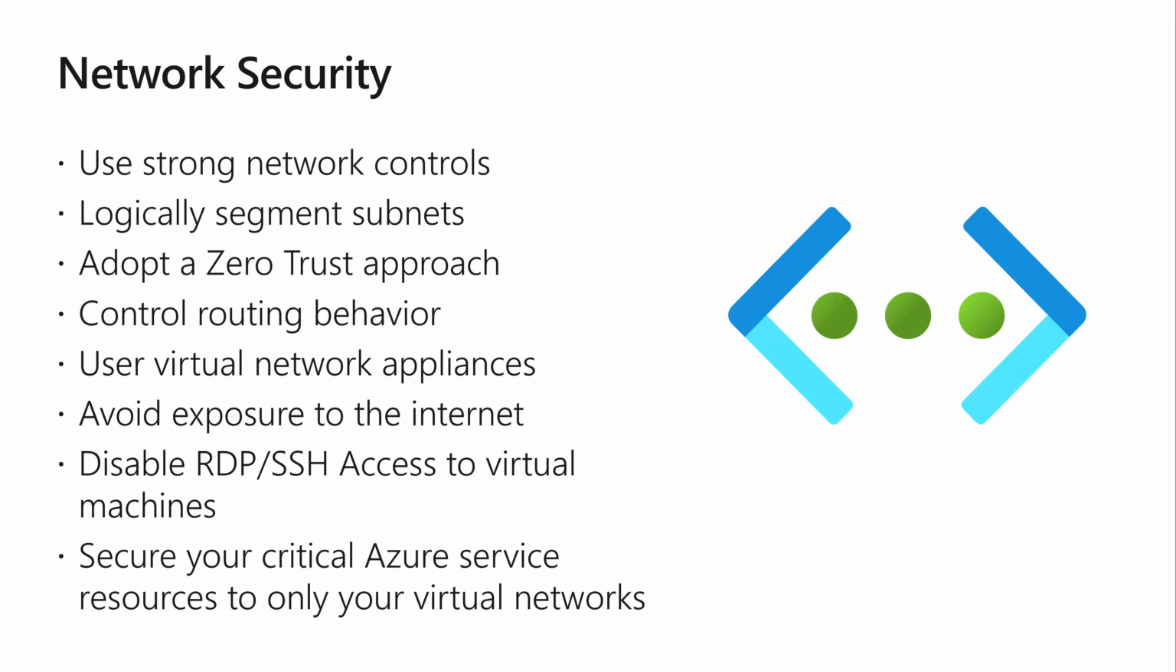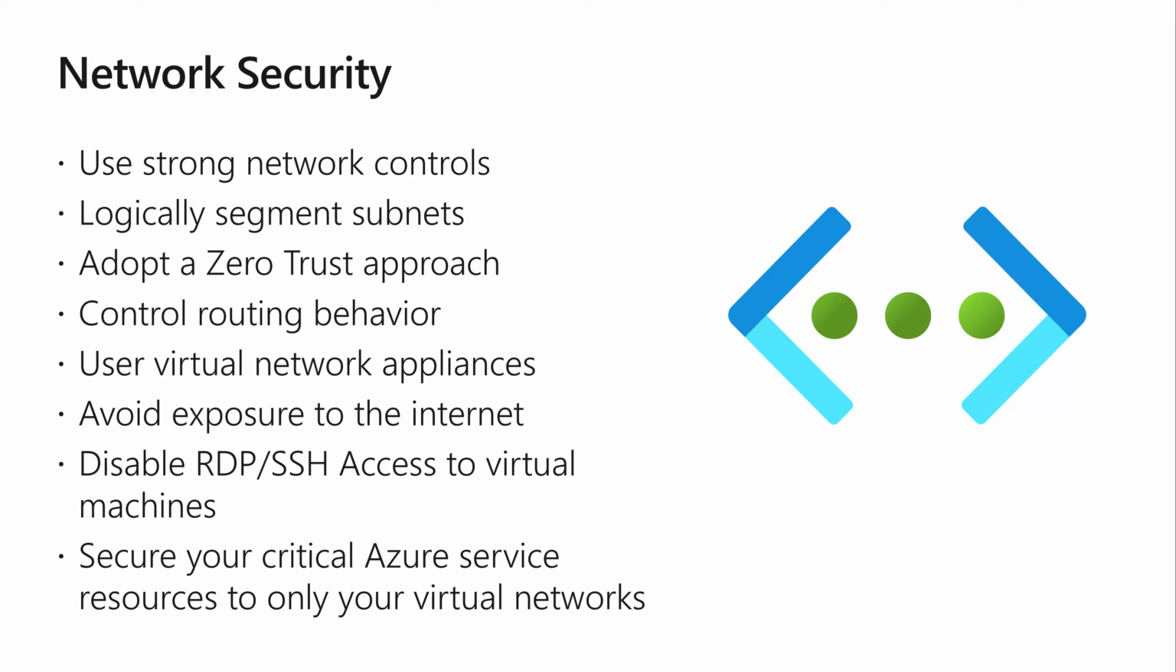More important things in here: virtual network appliances to filter traffic, to block unwanted traffic, and avoid exposure to the internet. If you have apps that don't need to be exposed on the internet, just close the door. Don't expose them just because it's cool to have everything accessed from everywhere. Disable management ports into virtual machines like RDP and SSH, and secure your critical Azure service resources to only be used from your virtual networks.